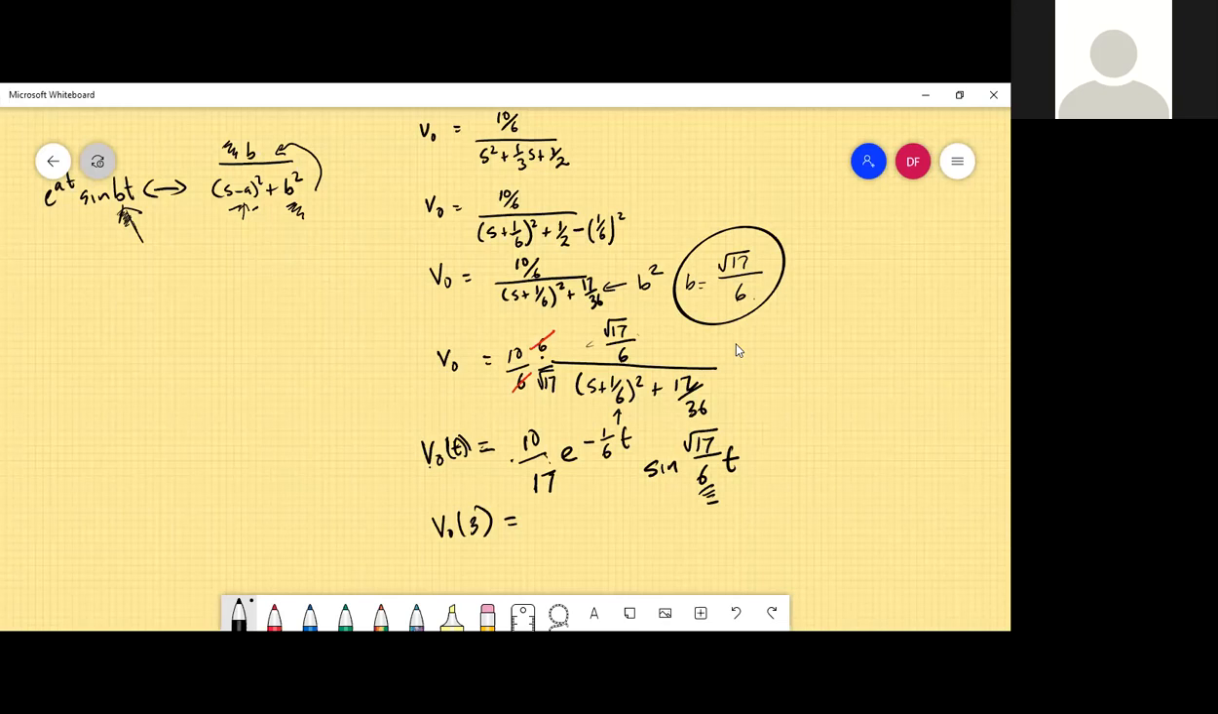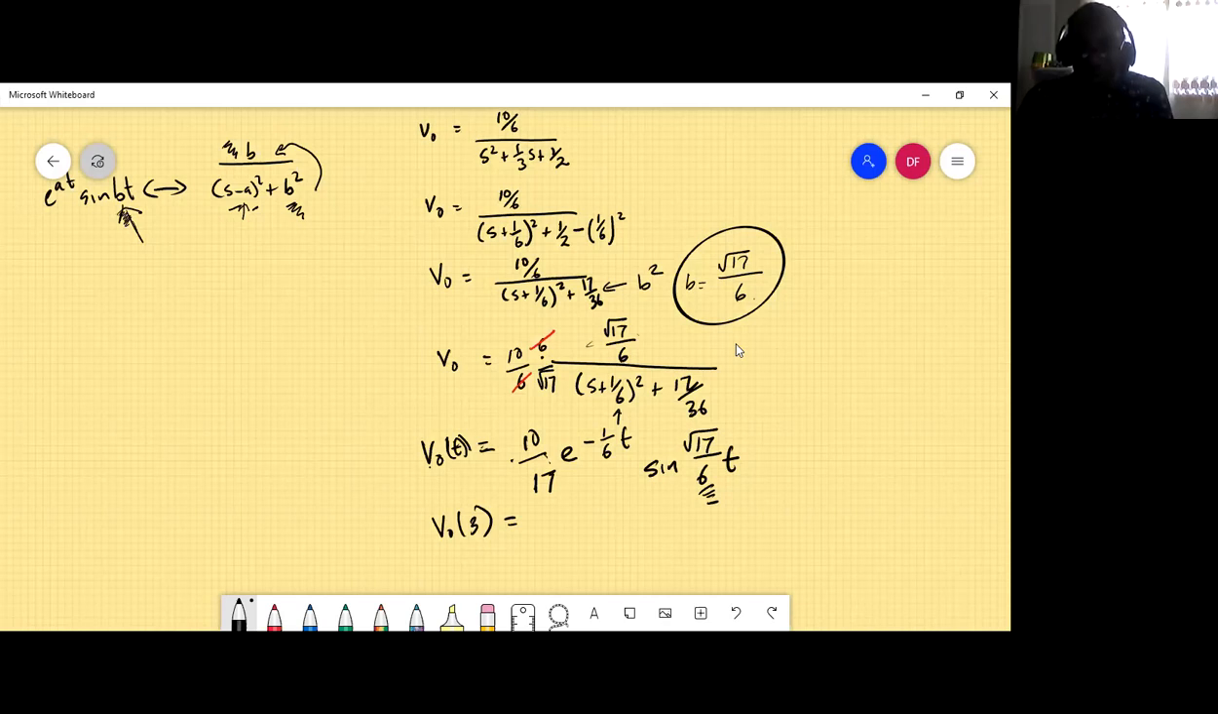Yes, sir. So does the root 17 in the numerator cancel the root 17 in the denominator? I'm not sure. All right, so you have this thing here. So you mean this root 17, if it cancels this root 17 up here? Yes, sir.